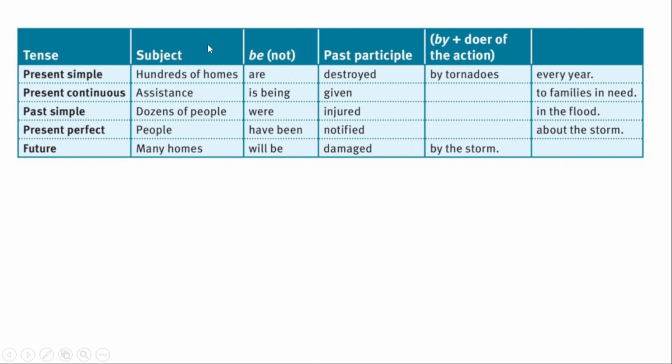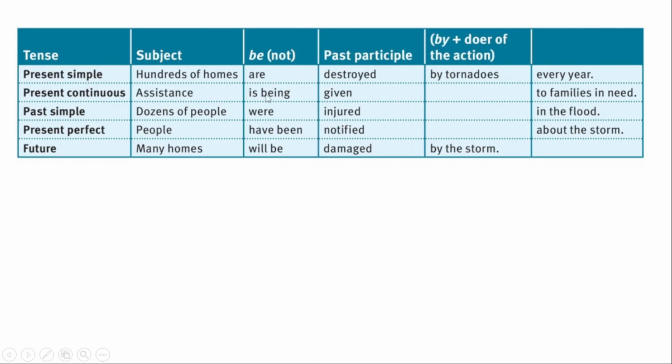And as I told you before, we have to have a subject. The verb to be could be affirmative or negative. Remember that just for negative, we use not. Then we have to use a verb in past participle. If we want to mention the doer of the action, we use by. And every sentence has a complement. Hundreds of homes are destroyed by tornadoes every year. Simple present. Assistance is being given to families in need.